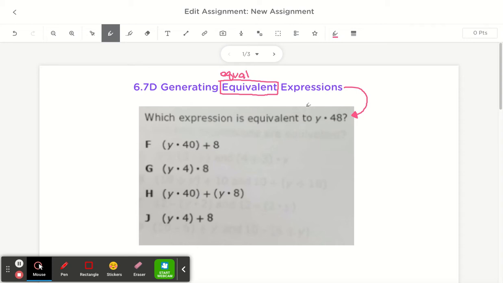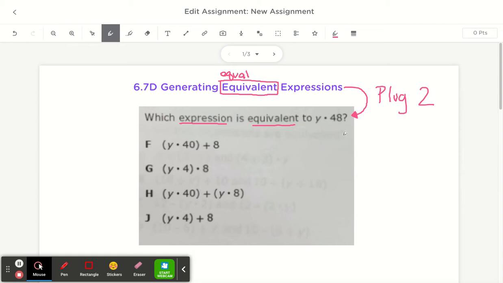Okay, so let's talk about how to solve this problem. They want to know which expression is equivalent to y times 48. Okay, let's not freak out because we have a letter or a variable, as we call it in math, in our math problem. When we see these types of problems and it's talking about equivalent expressions, we need to remember that we are always going to plug in 2. Okay, you can't just pick any number you want.